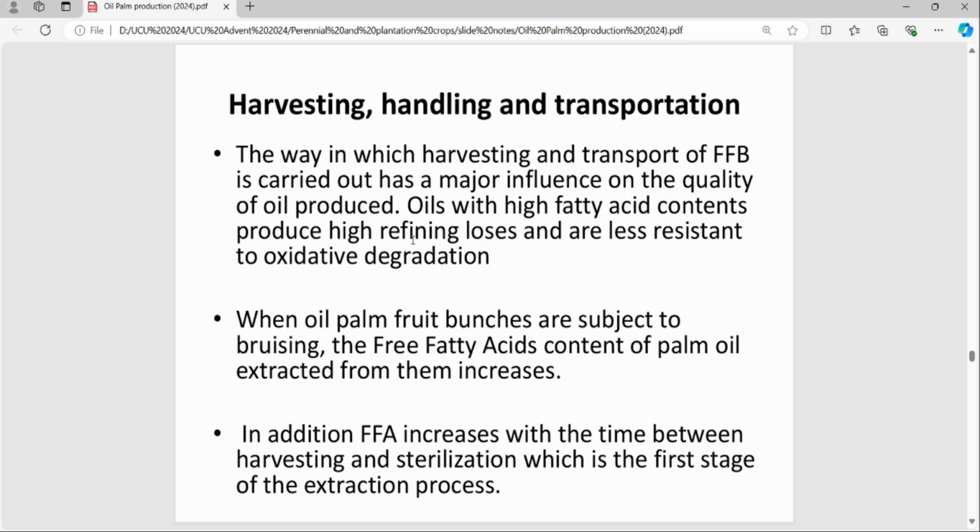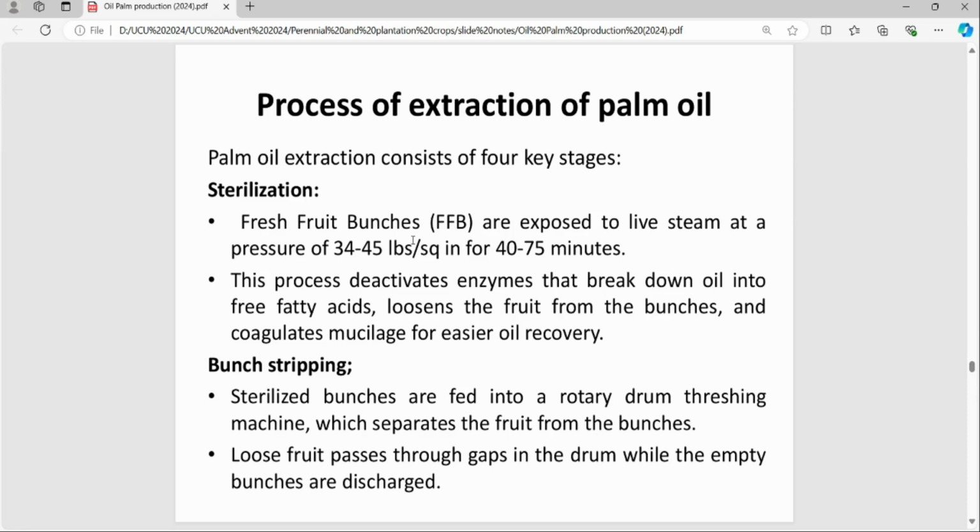And so the way harvesting is done, and the way transportation of the fresh fruit bunches is done, will definitely influence the amount and the quality of oil produced. This is mainly because when you injure these fruits, the fatty acid content in the palm oil extracted from these fruits increases. And in addition, fatty acids will also increase given increase in time, and that's why we want to transport the fresh fruit bunches as fast as possible, so that they can be sterilized in order to reduce the amount of free fatty acids that are formed within these fruits.